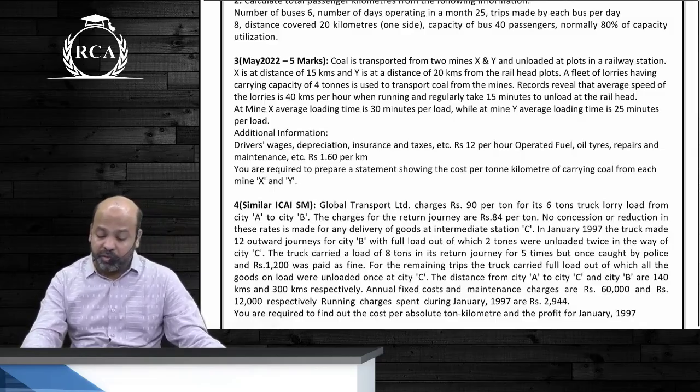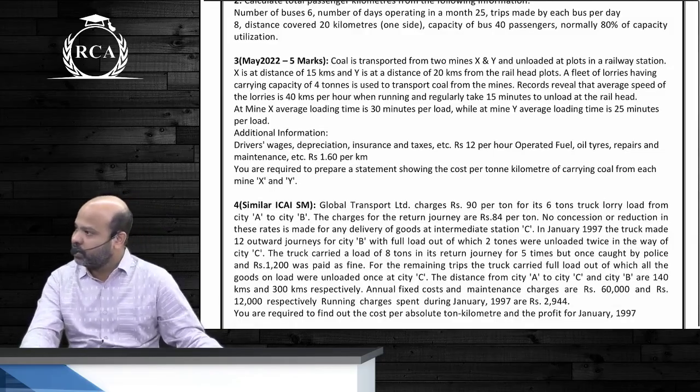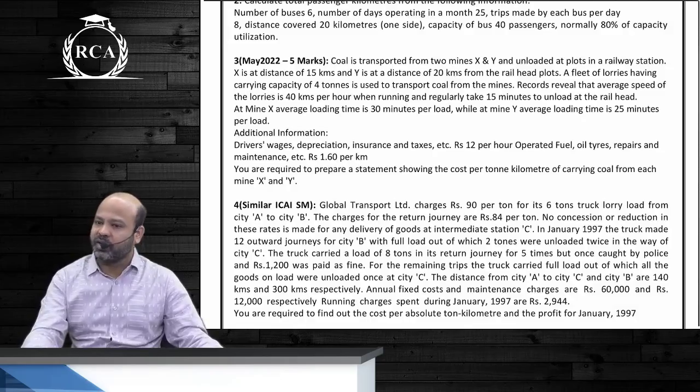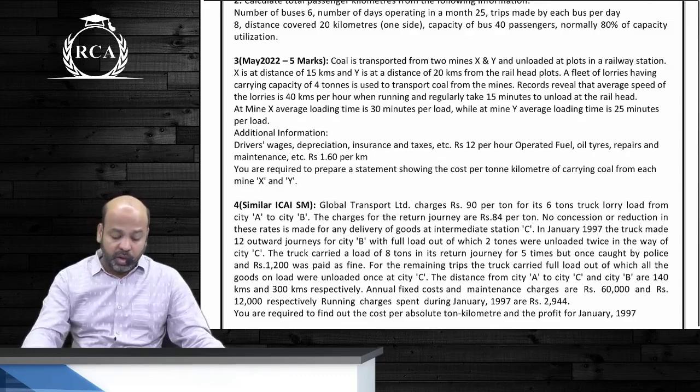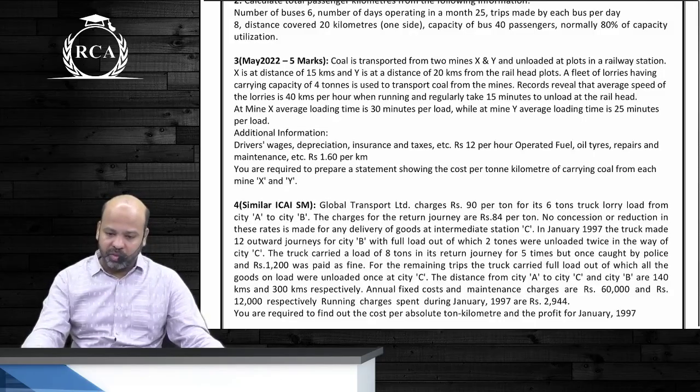Then fuel, oil, tires, repairs and maintenance, etc. will cost us about 1.6 per kilometer. So there's an expenditure that is based on total time. There's an expenditure that is based on distance. Correct, beta Abdullah? You are required to prepare a statement showing the cost per ton kilometer of carrying coal from each mine X and Y. The requirement is to compute cost per ton kilometer.